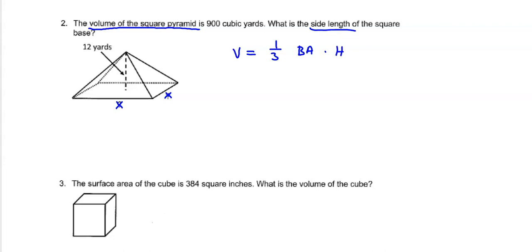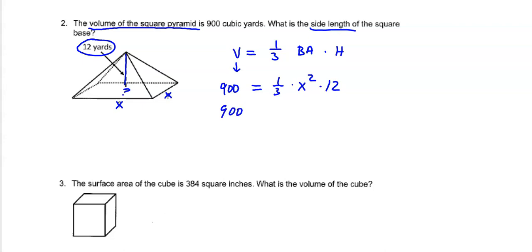Well, they tell me what the volume is, so I'm going to plug in 900 for the volume. And I have 1/3. The base area I don't know. The base area is a question mark, but it's x times x, which is x squared. And the height I do know. This height is 12. So now I have an equation I can solve.